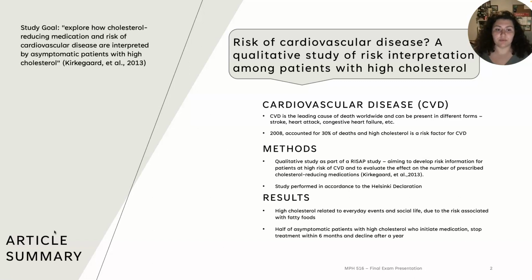Some of the results found that high cholesterol, from what participants said, was related to everyday events and social life, and due to the risk of that, it was associated with more fatty foods. At the end of the study, they found that half of asymptomatic patients with high cholesterol who initiate medication stop treatment within 6 months and fully decline treatment within a year.